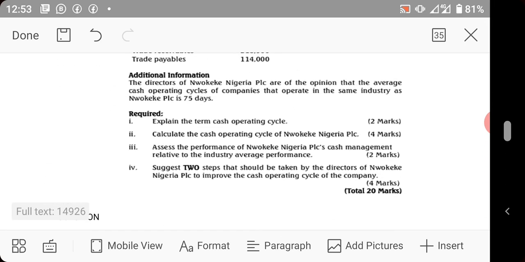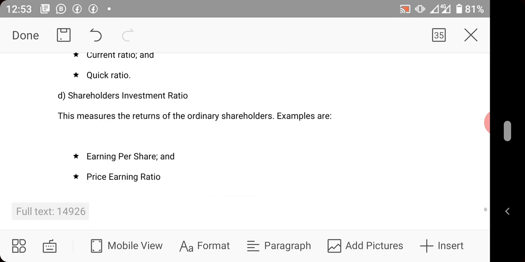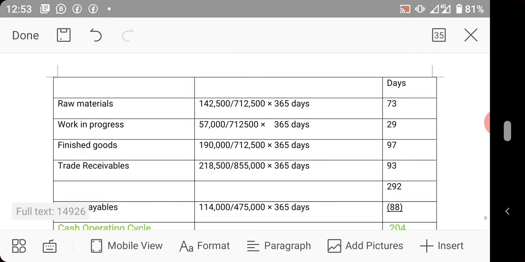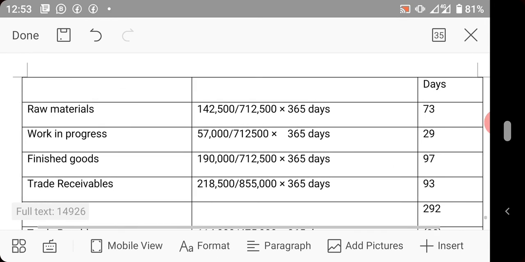Are you there? So we'll now look at part II of the question. Calculate the cash operating cycle of Nwokeke Nigerian PLC. This calculation deals with formulas, and I have explained these formulas at the beginning of the class, but they will be reproduced here for your perfect understanding. So we have the calculation. Let me bold it for your perfect view. Raw material days is raw material divided by cost of sales times 365 days.